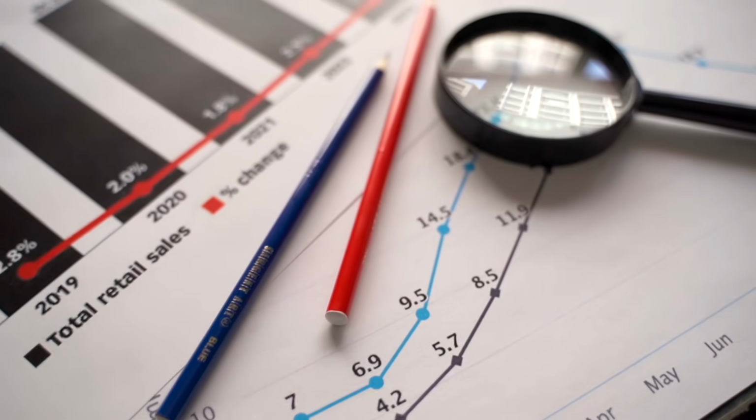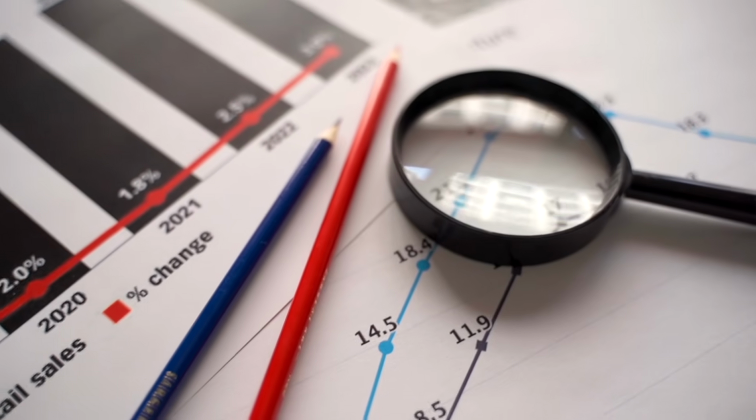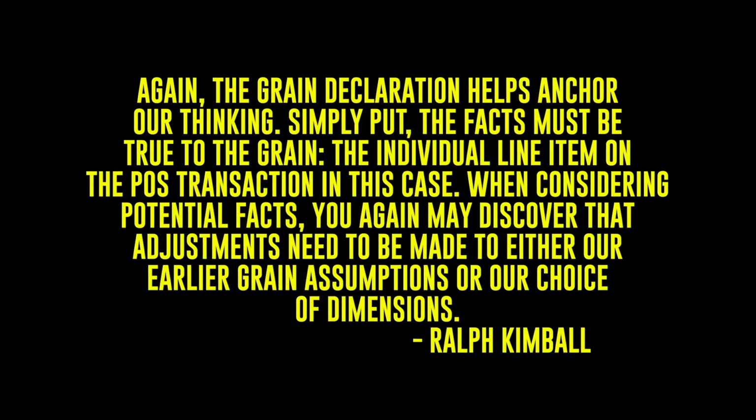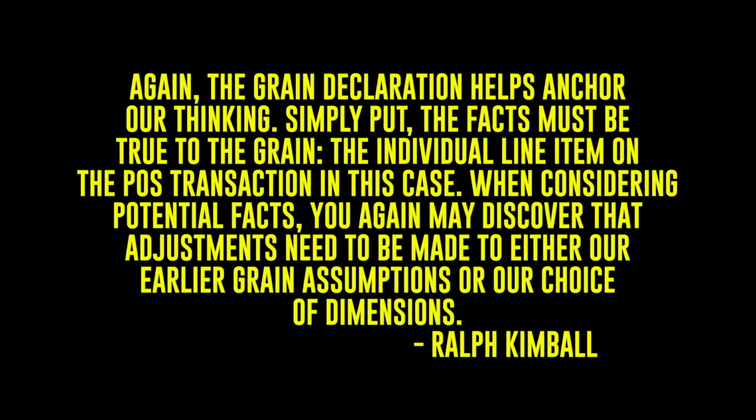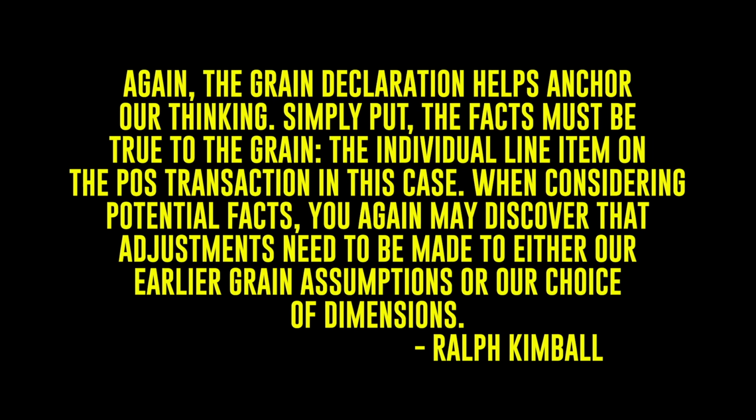And then finally, you identify the fact. And in this book, he says, again, the grain declaration helps anchor our thinking. Simply put, the fact must be true to the grain. The individual line items on a POS transaction, in this case. When considering potential facts, you again may discover that adjustments need to be made either to our earlier grain assumptions or to choices of dimensions.